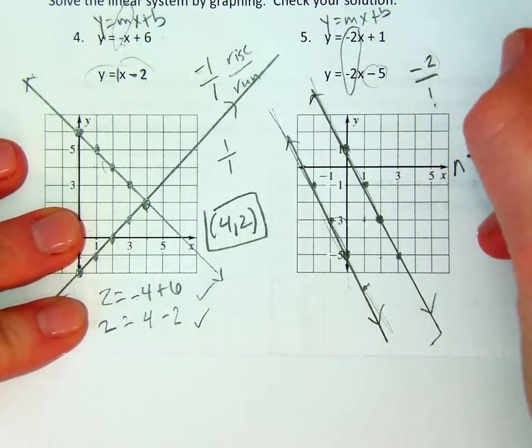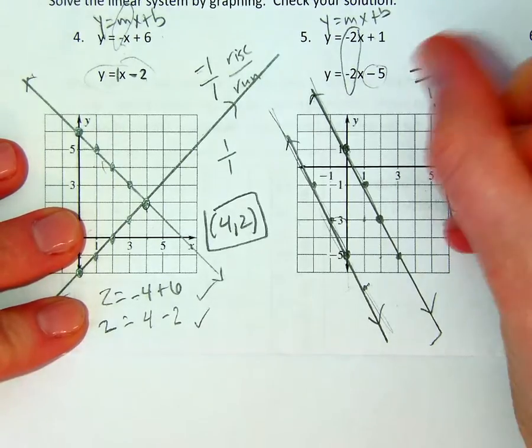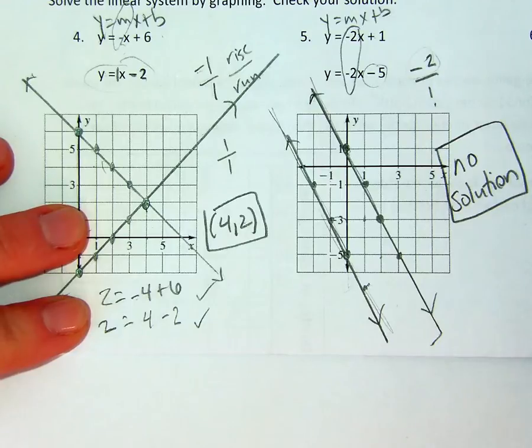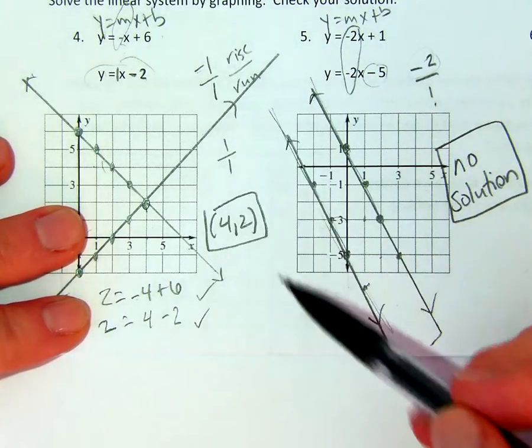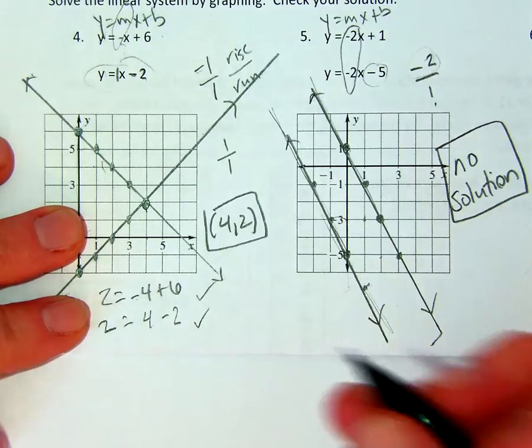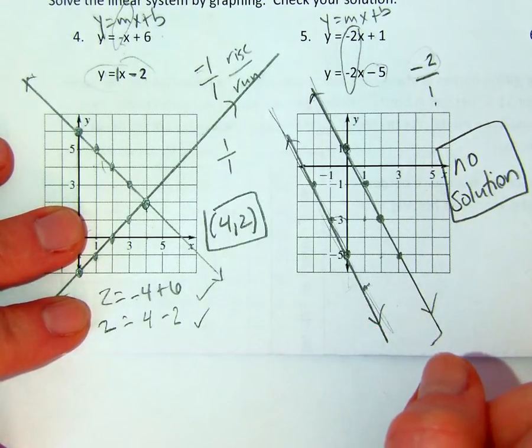So my answer here is simply no solution. We talked about a third and final type of solution. We won't do an example of this, but just as a reminder, if I have two lines that are the same, that means they're going to lie on top of each other. In that case, I would have infinitely many solutions, and we will look at another example of that later.